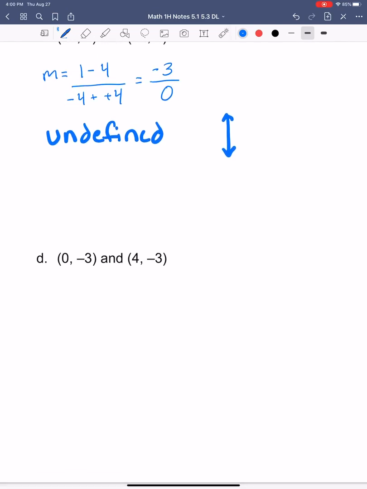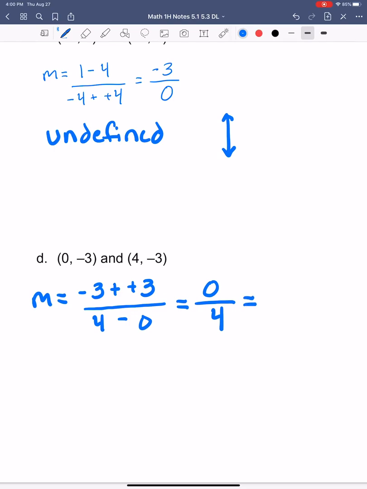And then we'll get to letter D here. So again, we've got x1 and y1, x2 and y2. So it's going to look like this, negative 3 minus negative 3 over 4 minus 0. Again, minus a negative is going to turn into plus there. And so this time we end up with 0 in the numerator on the top of my fraction. Okay, and that's okay. That just means that my whole slope turns into 0. So that whole fraction just turns into 0. And so if you were to graph it, hopefully you're picturing that would be a horizontal line.